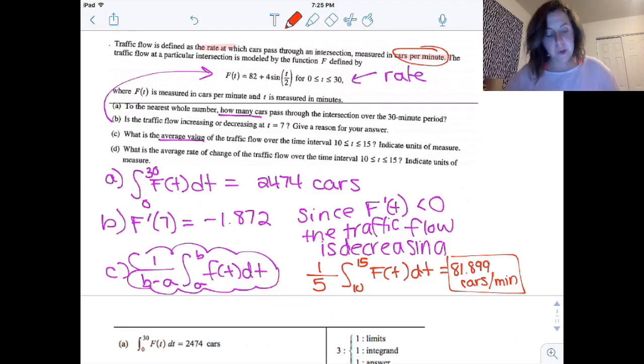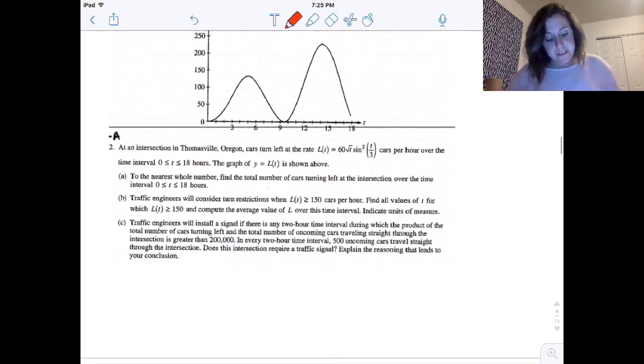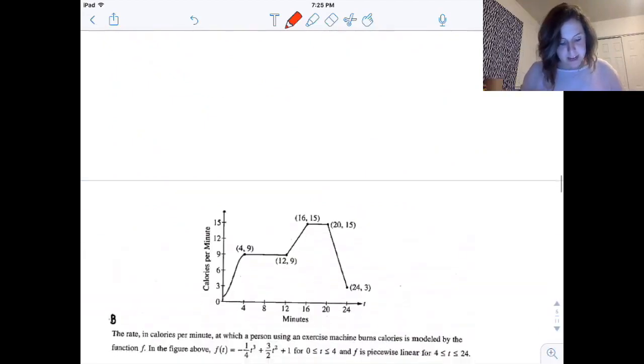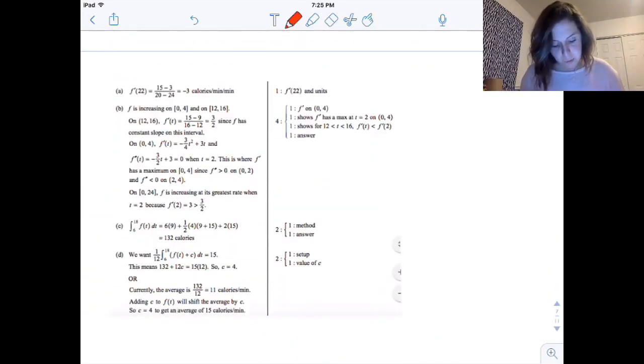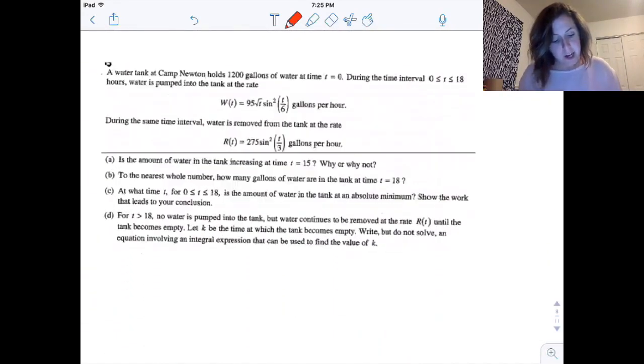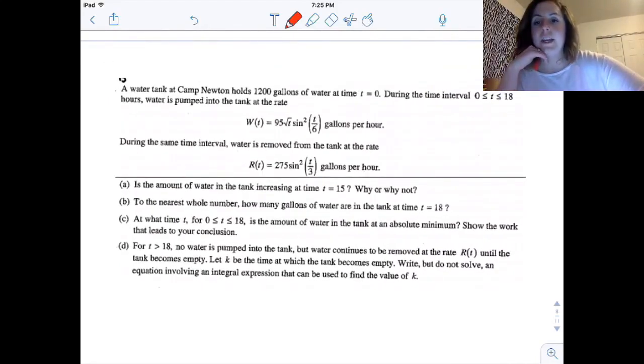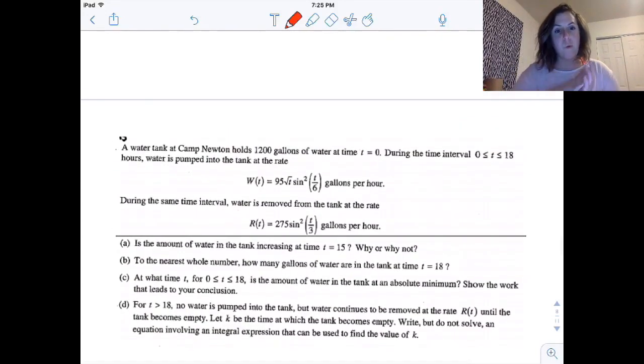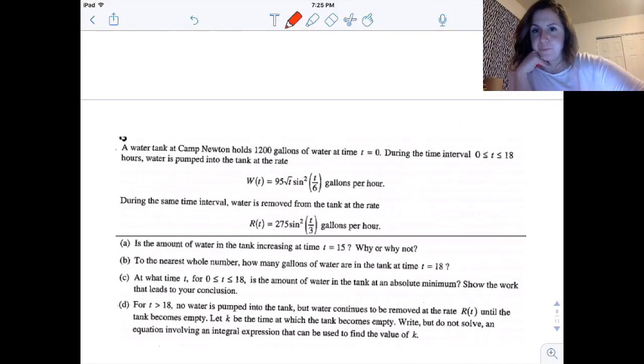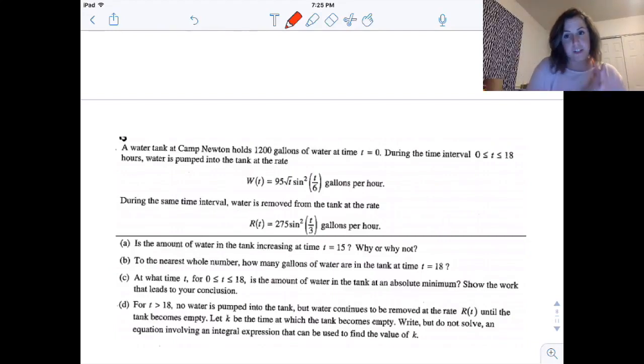Okay. All right, the next one I'm going to look at, I'm scrolling a little bit, is about a water tank. It says a water tank at Camp Newton. If you are looking at your packet, this is in there. Again, we're not going to do all of this, but we are going to do a couple parts of it that would be most relevant to you guys on your test.